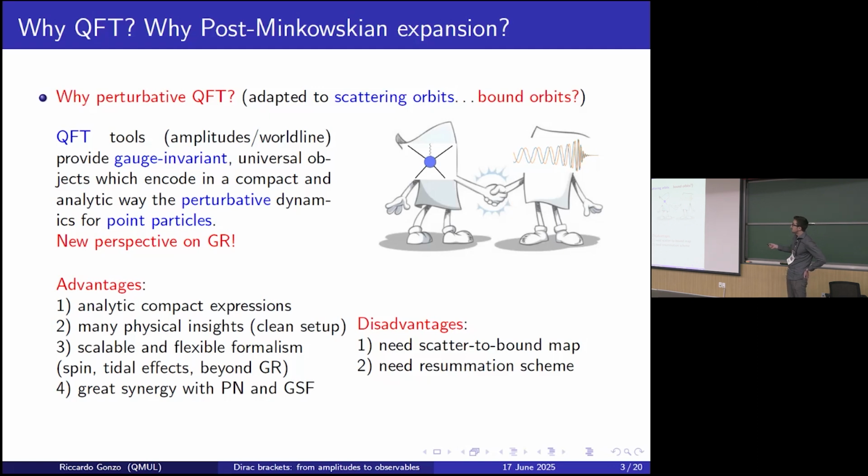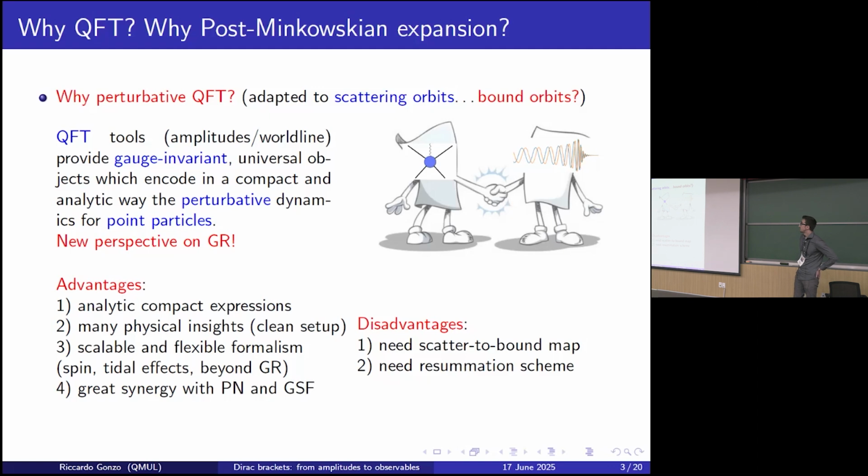There are some advantages. We get analytic compact expressions and many physical insights. It's a scalable and flexible formalism. You can add various higher dimensional operators. And it has also great synergy with post-Newtonian and the gravitational self-force, which I mentioned earlier.